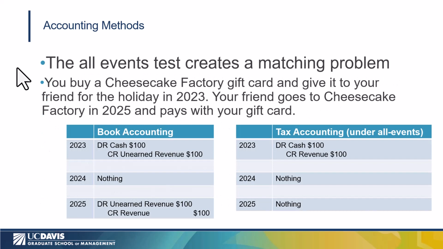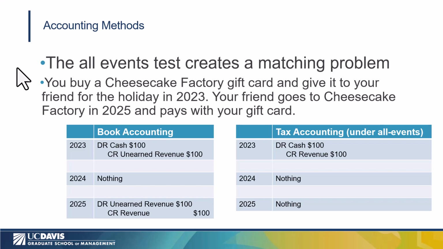So let's say you go out and you buy your friend a Cheesecake Factory gift card, and you give it to your friend in the holidays for 2023. So you gave it to him for Christmas or Hanukkah or whatever the holiday of choice is in December. And your friend holds on to it, and then they ultimately go to the Cheesecake Factory in 2025 where they redeem that gift card. So on the left, you can see the book accounting for this transaction. We debit cash and we credit unearned revenue, right? That is exactly what that is. That's a liability account that says, hey, I owe someone this revenue at some point when they present that gift card, but not until then, so I have a liability.